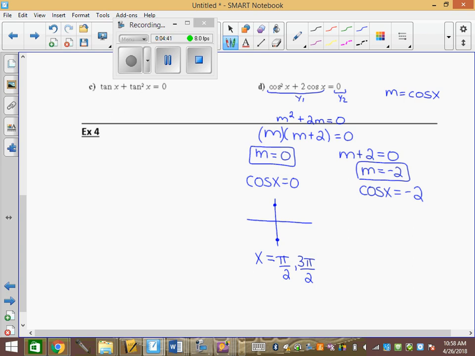Cos x equals negative 2. People sit for life. They cannot figure it out. They will freak out. Their calculator, if you go second cos of 2, it errors you. It says it doesn't happen. It's not happening. But why is that? Well, just like up here, y1, y2, you could do this one, y1, y2, right?